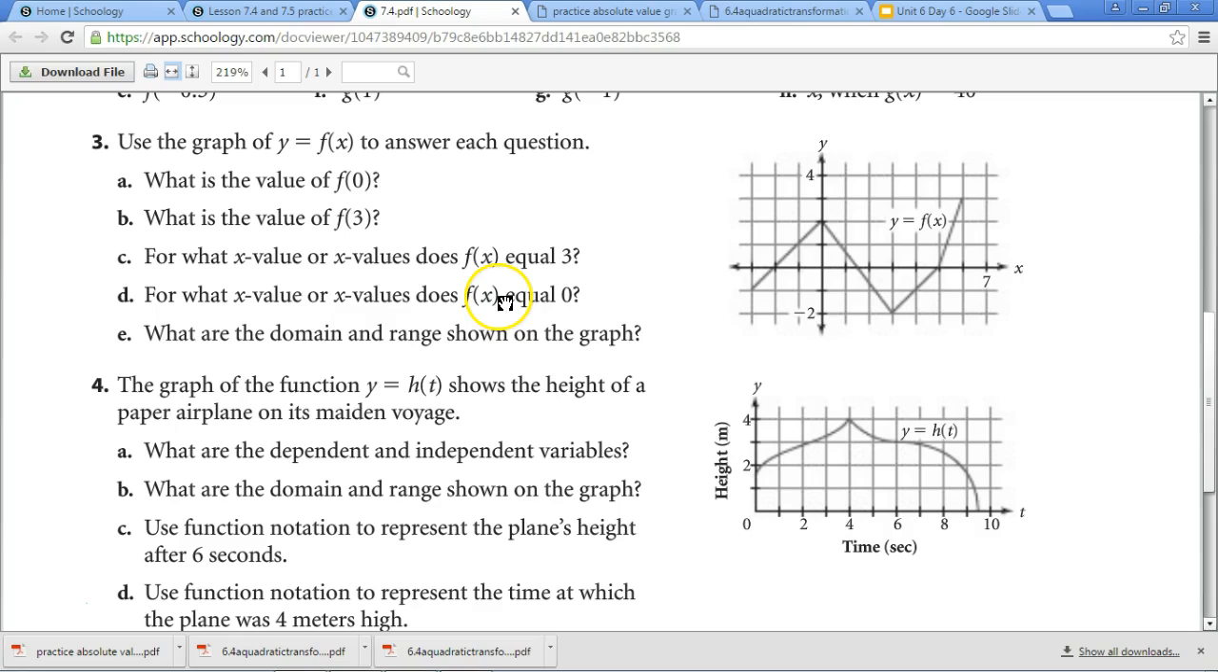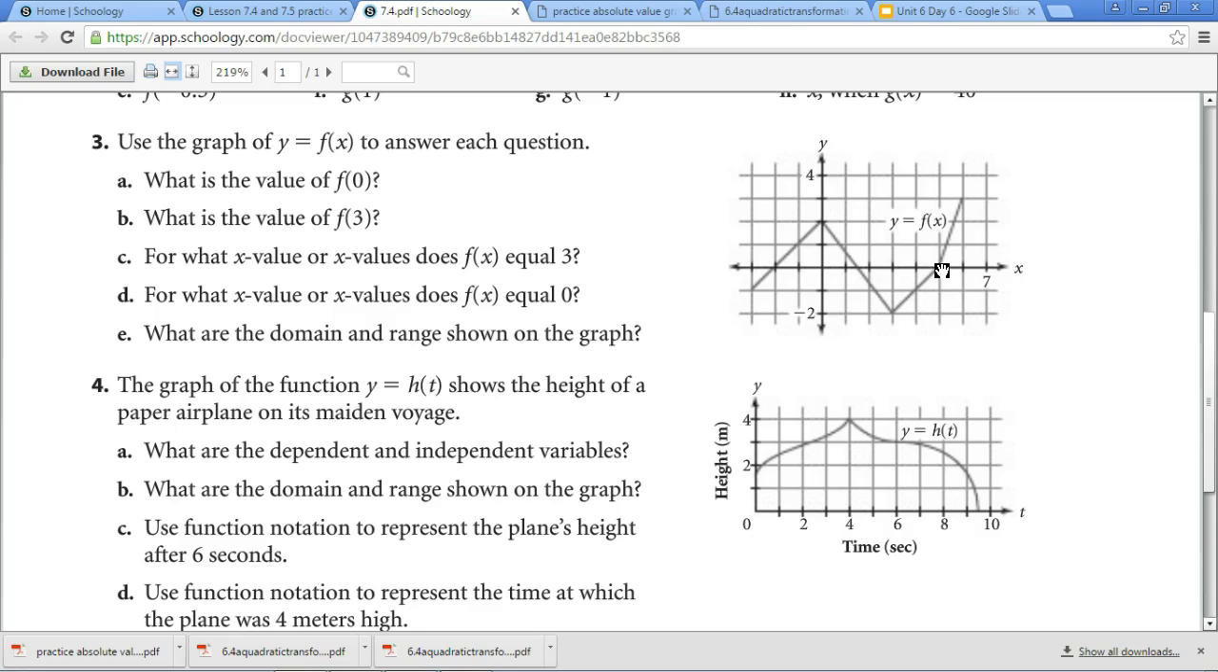D is asking the same thing when it's equal to 0. So here it's 0, right? On the x-axis y is 0. And there's 2 answers, right? It looks like 1.5. Look at the hand. And 2, 3, 4, 5. So 1.5 and 5 for answer D. Okay, so there's 2 answers.